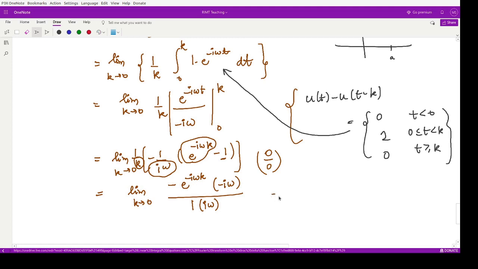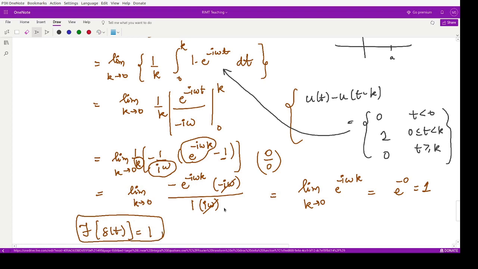So from here we obtain this, and the minus and minus cancel. So we have limit k goes to 0 of e to the power minus iota omega k, which is equivalent to e to the power minus 0, which is 1. So from here we obtain that the Fourier transform of delta of t is equal to 1. This is one formula that one should remember. Moreover, we can also say that the Fourier inverse of the number 1 is equal to the Dirac-delta function. This is also an important result.